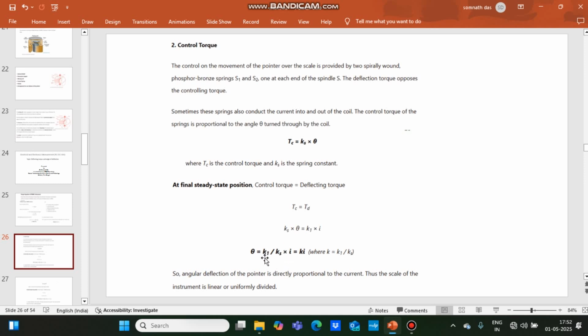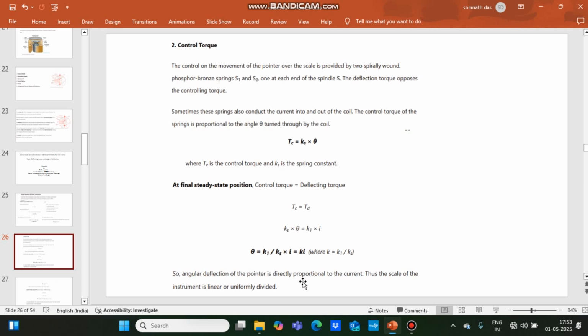K1 is constant, Ks is also constant, so constant by constant, we are taking as another constant K. So theta equal to K into I. So theta is proportional to I. So angle of deflection theta is proportional to the current flowing through the instrument.